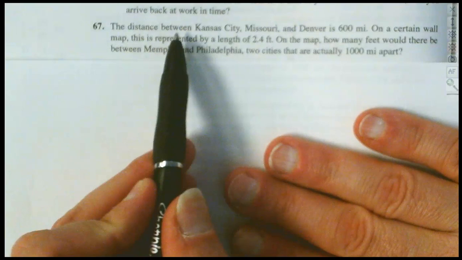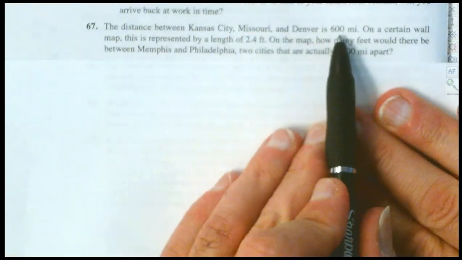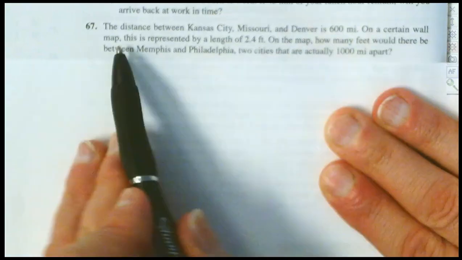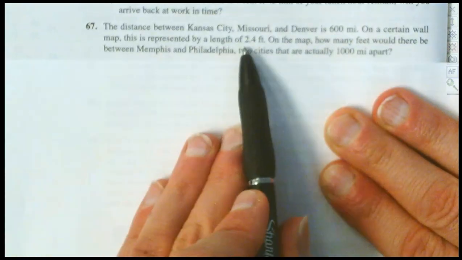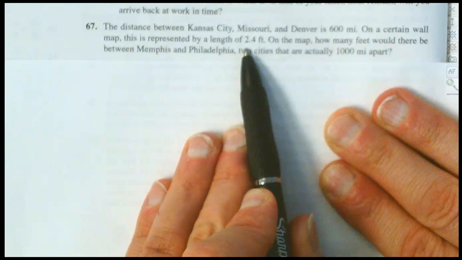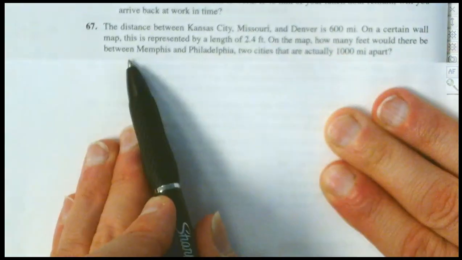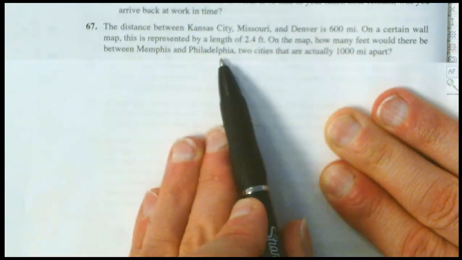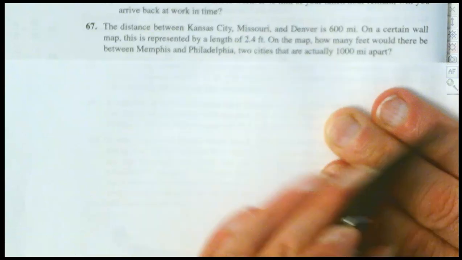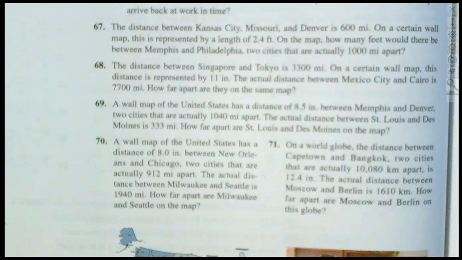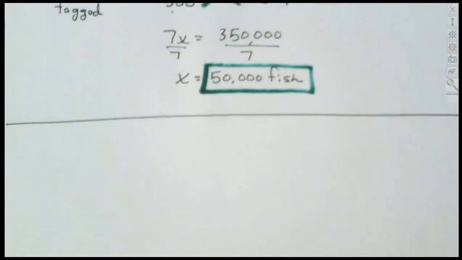So the distance between Kansas City and Denver is 600 miles. On a certain wall map, this is represented by 2.4 feet. On the map, how many feet would there be between Memphis and Philadelphia? And the two cities are 1,000 miles apart. Sometimes it might be helpful to label each piece so we don't get confused.